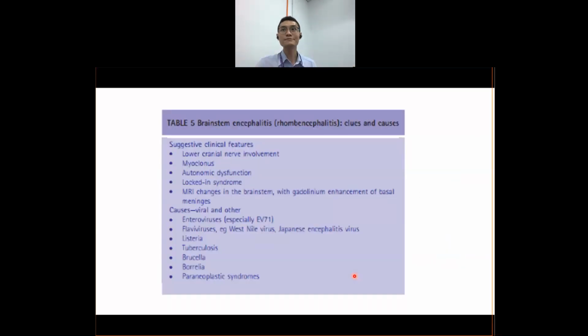Sometimes infection of the brain is confined to the posterior fossa, and that is what we call Rhombencephalitis. If it is at the posterior fossa, you only have involvement of posterior fossa structures like the lower cranial nerves. The patient might have brainstem dysfunction, and when you do imaging, all these changes are around the brainstem and the basal meninges.